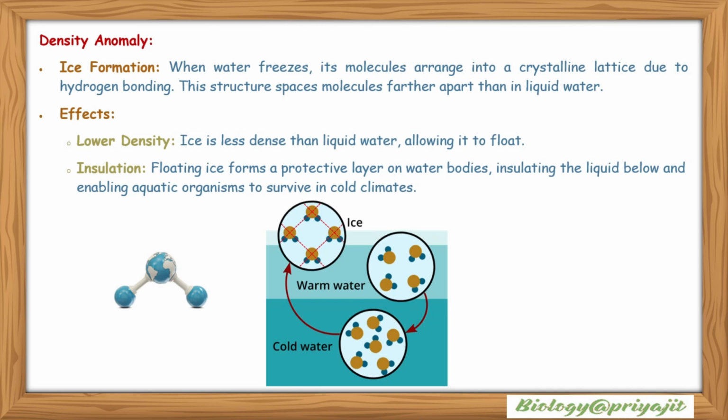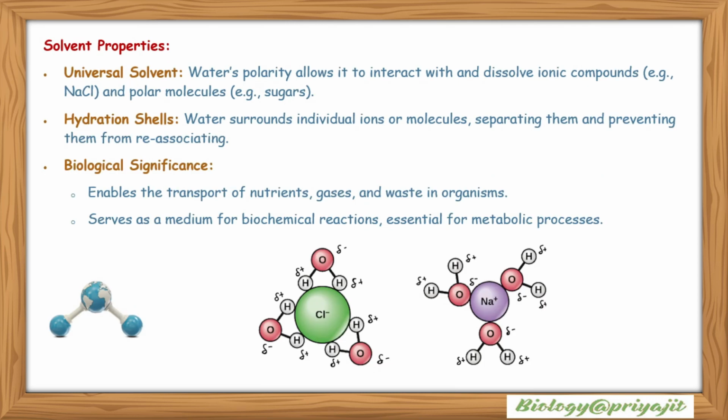Density anomaly: we know when water freezes, its molecules arrange into a crystalline lattice due to hydrogen bonding. This structure spaces molecules further apart than in liquid water. Effects, lower density: ice is less dense than liquid water, allowing it to float. Insulation: floating ice forms a protective layer on water bodies, insulating the liquid below and enabling aquatic organisms to survive in cold climates. Solvent properties, universal solvent.